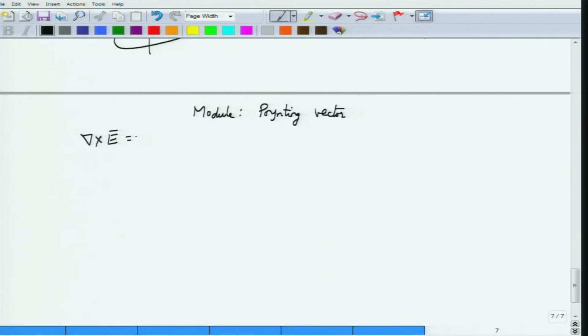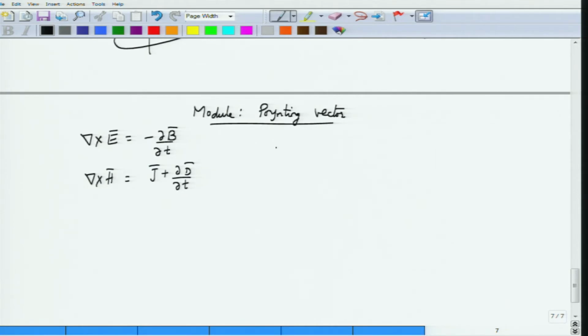I know that curl of E is given by minus del B by del t. I am not going to invoke the phasor form here; I need the full time dependent forms. So I have curl of H being equal to J plus del D by del t. Of course I have already told you that J can be 0, but in this derivation of the Poynting vector, let us keep J to be non-zero. There is an important reason why I am going to do that, as you would see in the other modules.